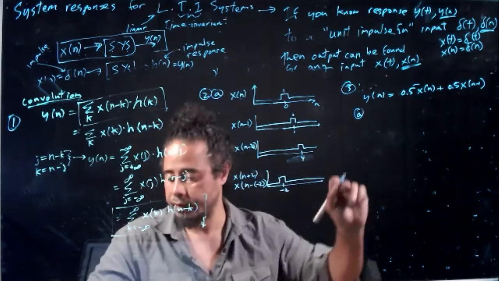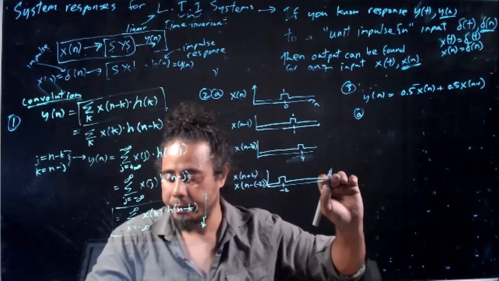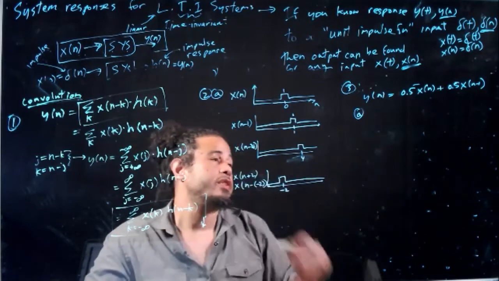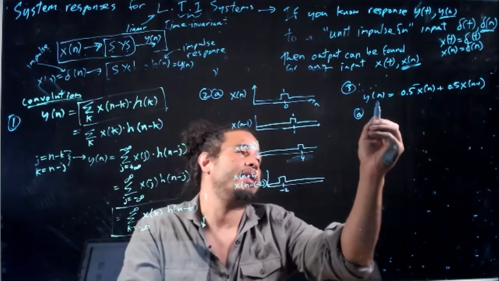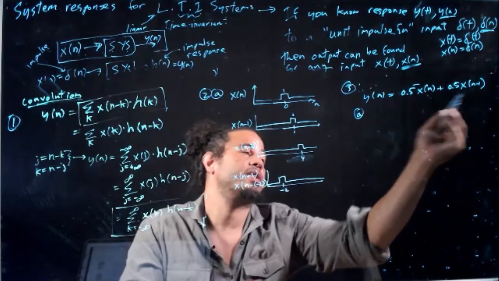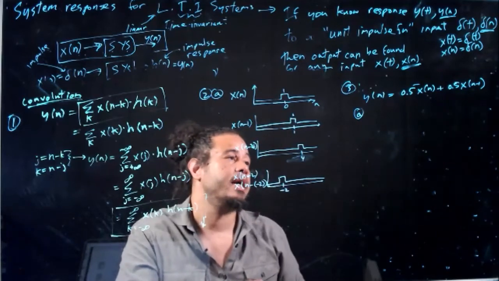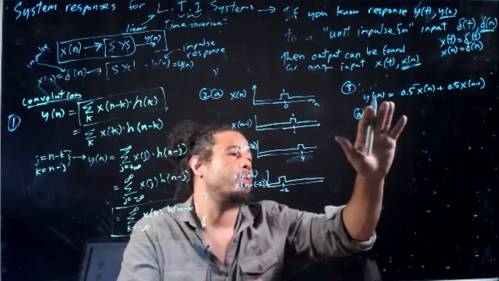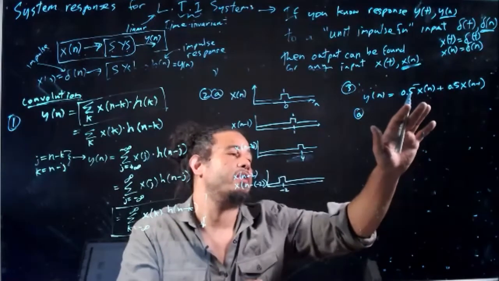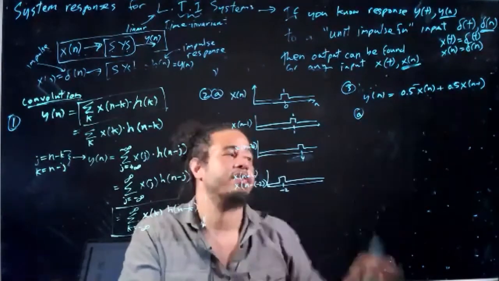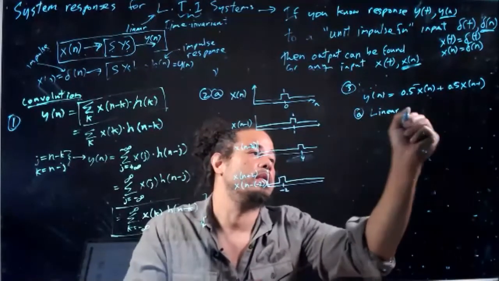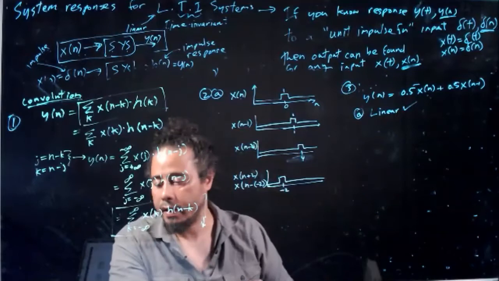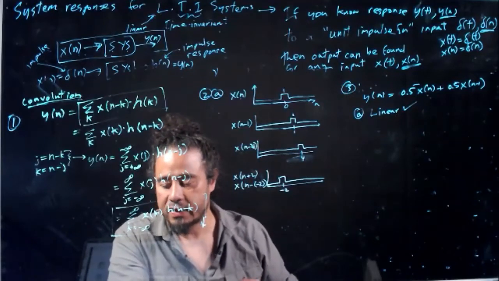Okay? Is this system linear? So y of n is a linear combination of x of n at different time points. And whenever you have that y of n is the sum of just scaled versions of x of n at different times, this will always be linear. Okay?